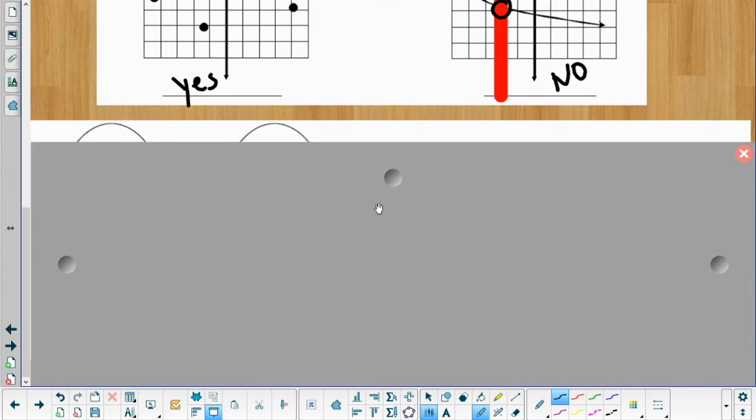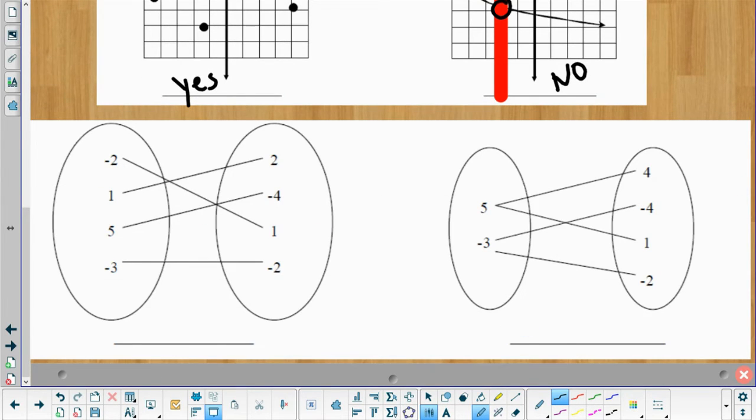And then we can also look at these ones here, these are mappings. Basically you cannot have 2 lines coming from the same X. So in this one, all of our X's have their own lines. So this is a function. But this one over here, see how we have 2 lines coming from our 5 and 2 lines coming from our -3. So that is not a function. If you're not sure how to read these, you can always write them as ordered pairs and then look at the ordered pairs. For example, -2, 1 would be an ordered pair, 1, 2, 5, -4, -3, and -2. And then you would see that there are no repeating X values.